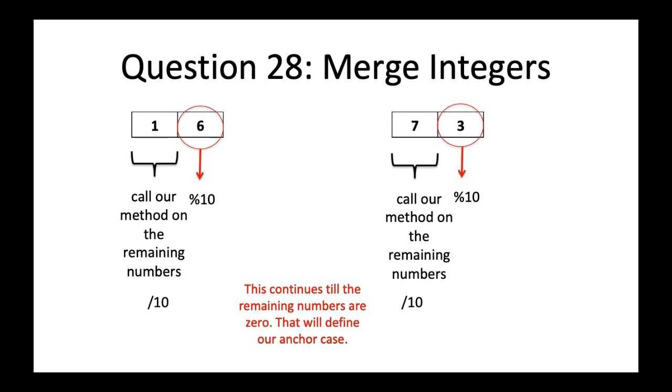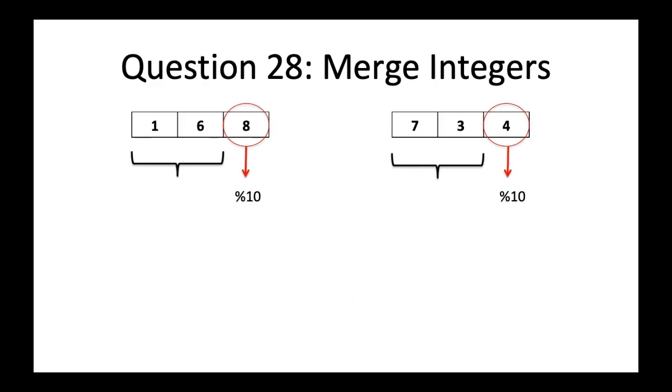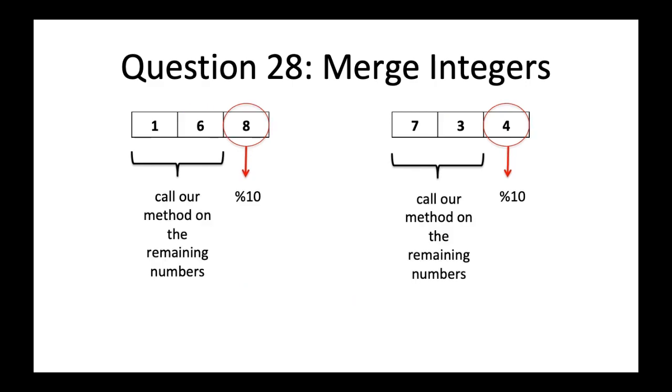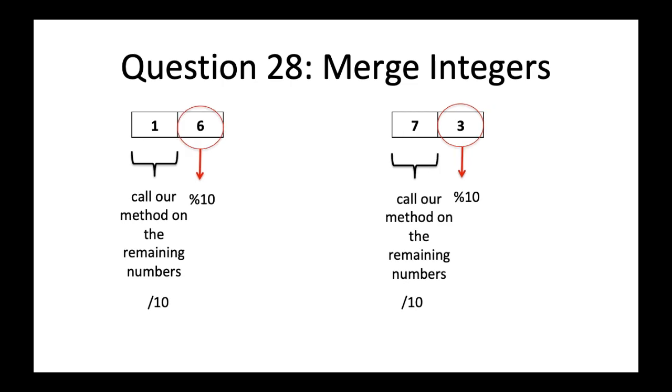As you can see here, what we're doing is we are calling our method on the remaining numbers after extracting the rightmost digit. So we keep calling the method on the remaining number on the left. So if we want to write this code, what is it that we would do?